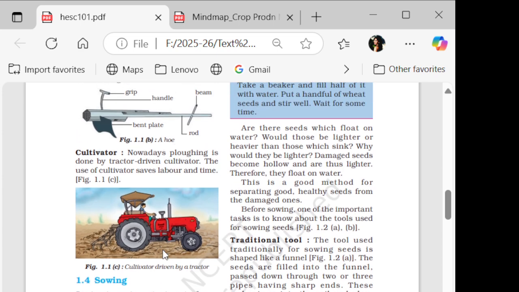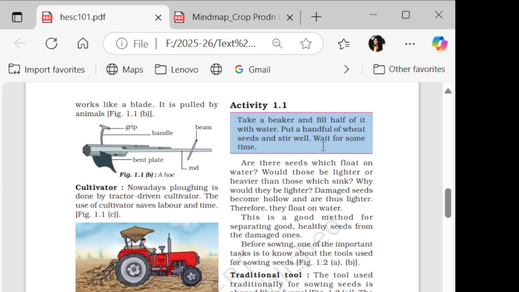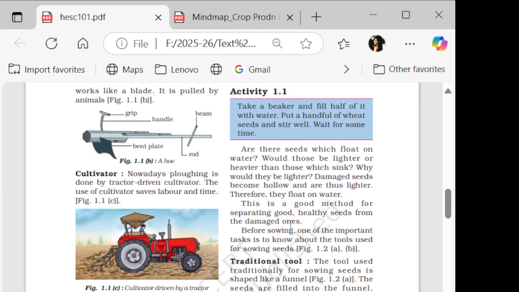Next comes sowing, but before sowing, the farmers have to select the seeds. See, for growing the crop, the seeds have to be really healthy. You must have seen your mother soaking the seeds or pulses in a vessel, right? When we do that, have you ever seen that most of the seeds settle down at the base of the utensil, but there are some seeds that float on the water. Those seeds are the damaged seeds. Damaged seeds become hollow and they are lighter, and that is the reason they float on water.